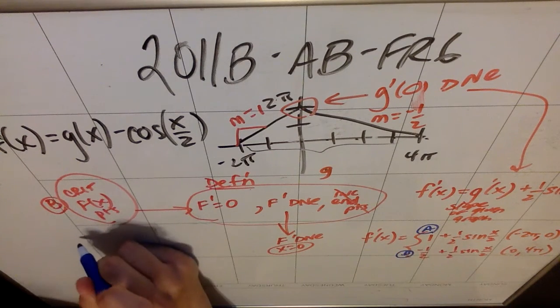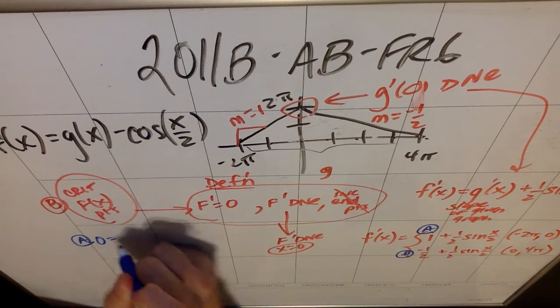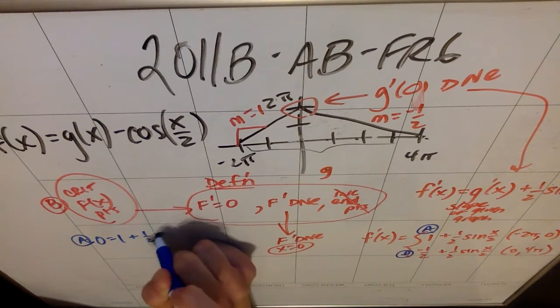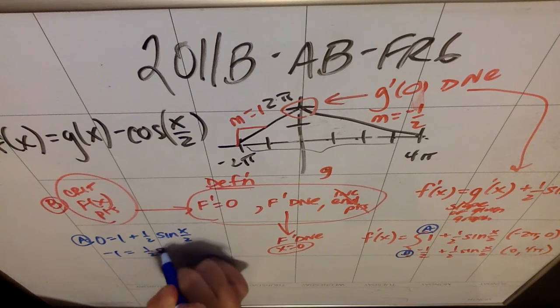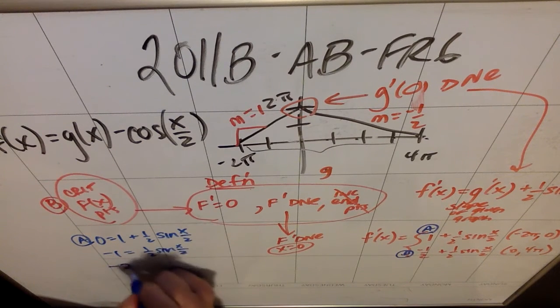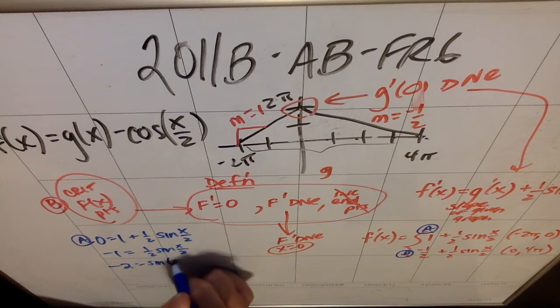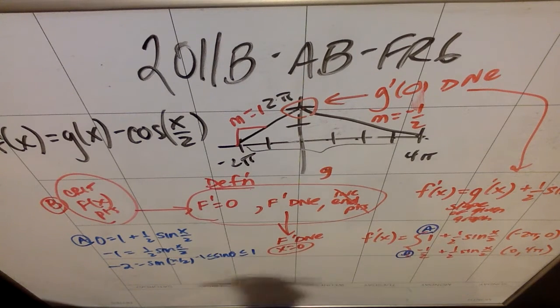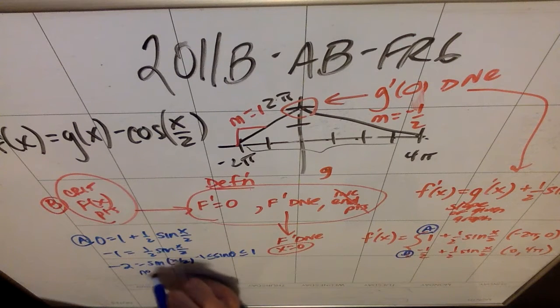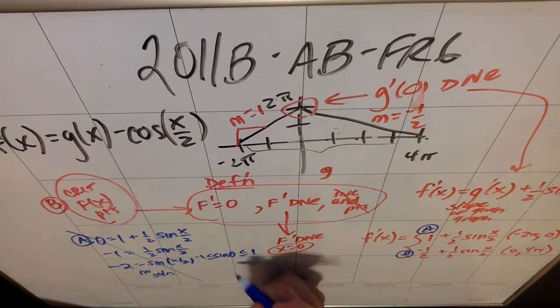When I set A equal to 0, so 0 equals 1 plus 1/2 sine of x over 2, we get negative 1 equals 1/2 sine of x over 2. So we get negative 2 equals sine of x over 2. Well, a sine can't be negative 2, because if you picture a sine, sine of anything maxes out at 1 and mins out, for lack of a better way to say it, at negative 1, so this is going to have no solution. So this option doesn't have any spots where f prime is 0, but B might.